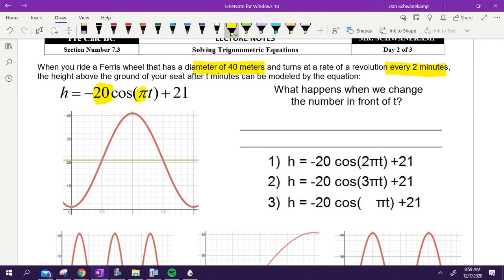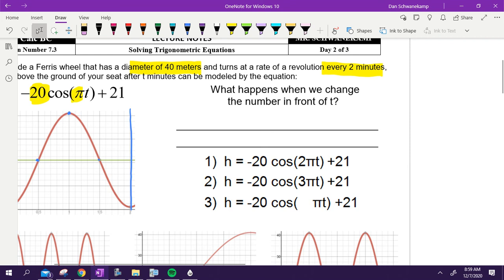So here's my Ferris wheel. On that 2-minute interval, how many times am I going to be at 41 meters, or the very top of my Ferris wheel? How many times am I going to reach that? Just once, right? How many times am I going to be at 21 meters, or the middle of my graph? Twice, right? Because I go up, and then I come back down again. I hit it twice. Everybody understand what I'm saying there?